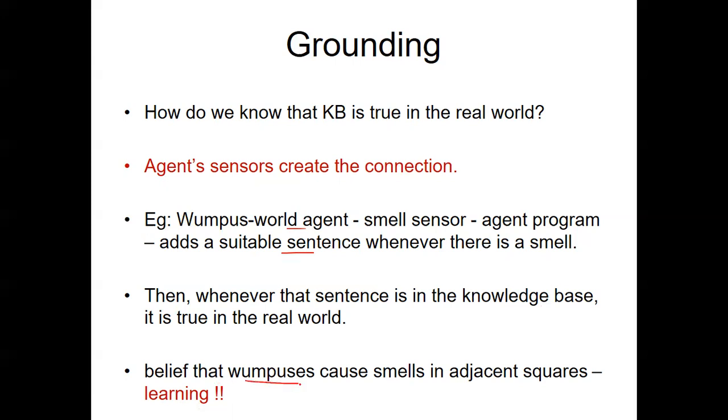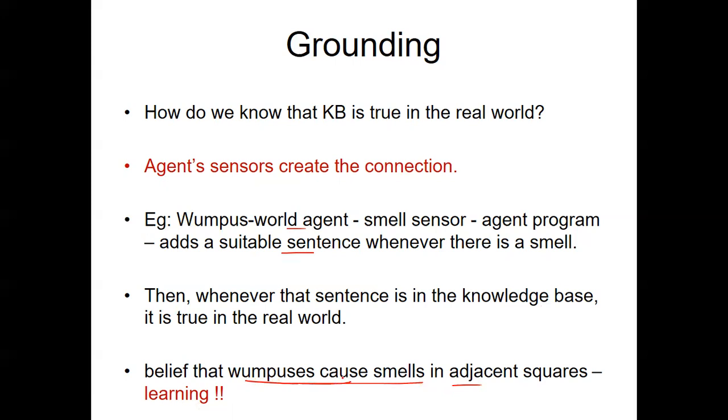How does the agent know? So this is basically a question. How does the agent know that the presence of the wumpus will create smell in the adjacent square?